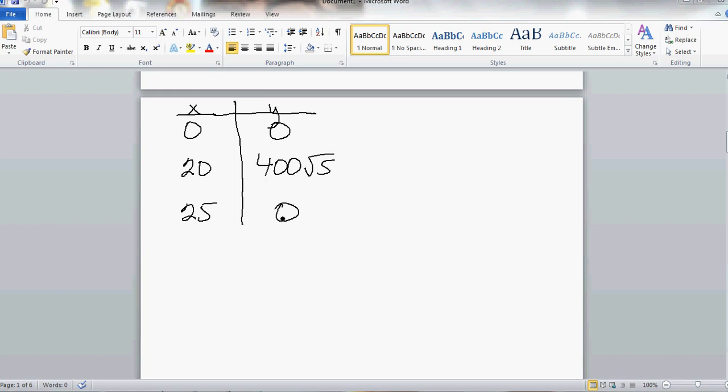And then we just need to determine what sort of things these are. This would be a minimum, this would be a minimum, and this would then have to be a maximum. Whether it's relative or absolute, we really don't need to worry about it. We just want to indicate, since this is at the lower end, this would be a minimum, and this is at the upper end, so this would be a maximum.